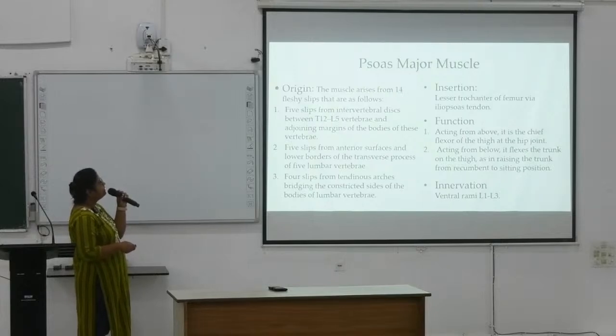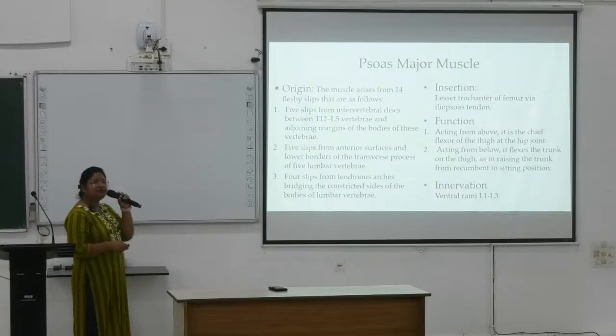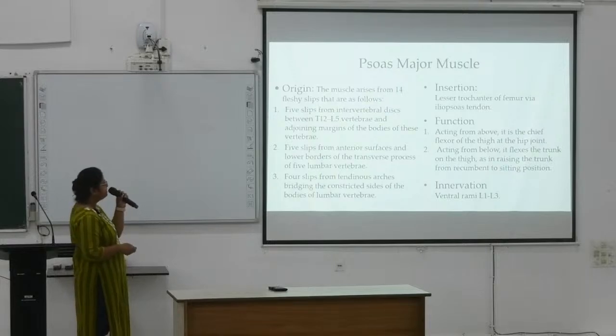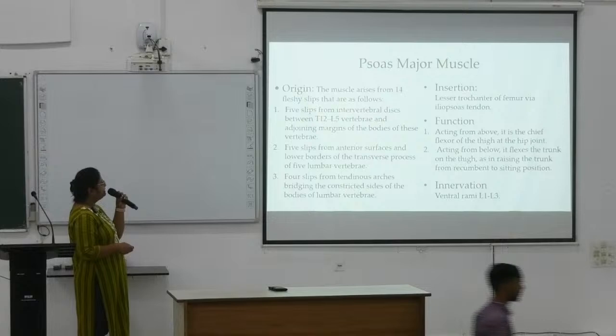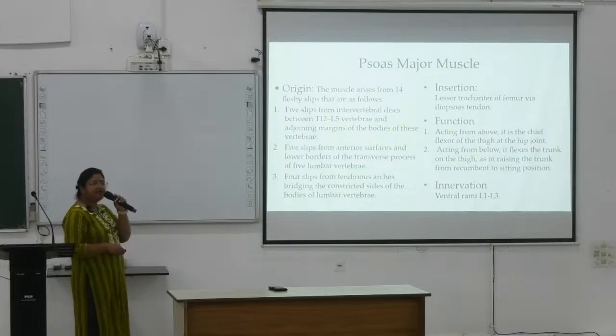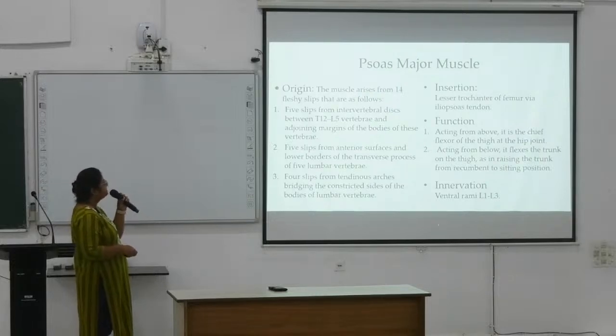Insertion, lesser trochanter of the femur via the iliopsoas tendon. What are the functions? Acting from above, it is the chief flexor of the thigh at the hip joint. And acting from below, it flexes the trunk on the thigh, as in raising the trunk from recumbent to sitting position. So these are the functions of the psoas major. Now what is innervation? Ventral rami of L1 to L3 nerves. So this is innervation.